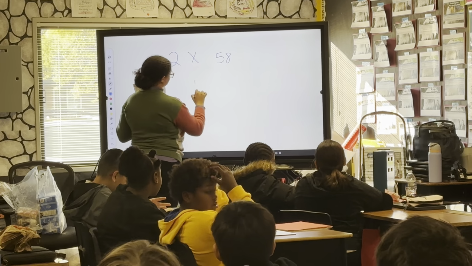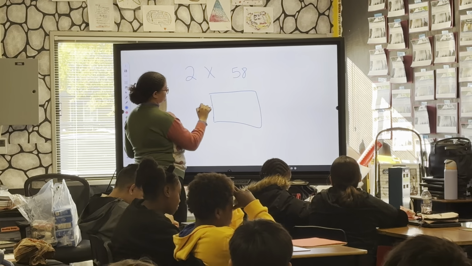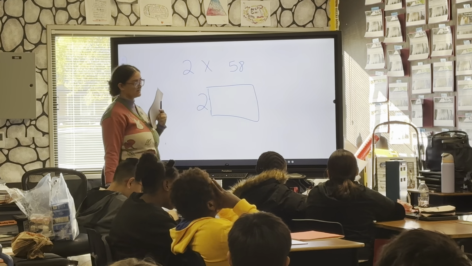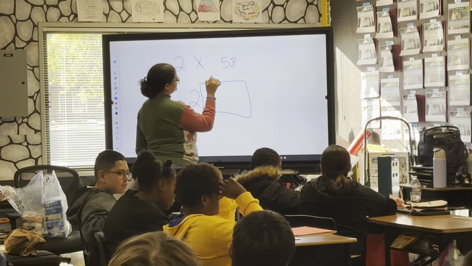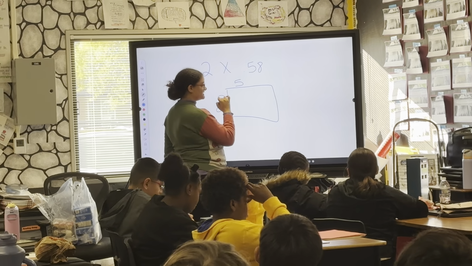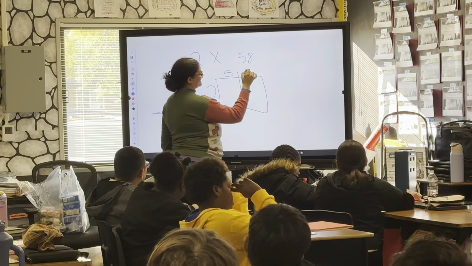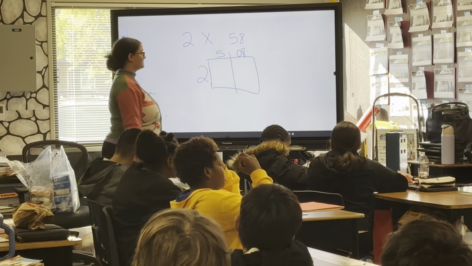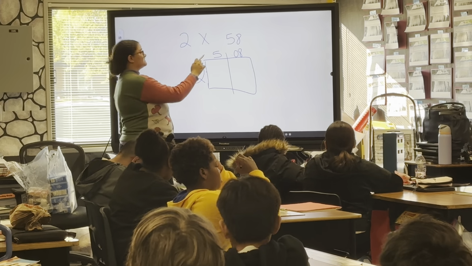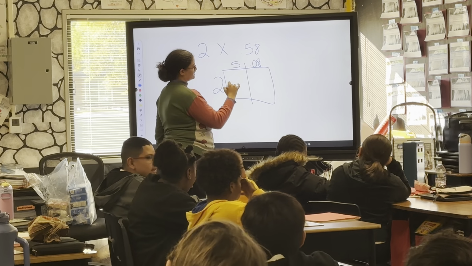Okay, we draw a square to start us off. This 2 goes here, because that's what I'm multiplying by, right? And then when I break this up, we have 50 hundredths, right? Or 5 tenths. And then we have 8 hundredths. Okay? Remember, we're holding space, so that 2 times 5 tenths is 20.